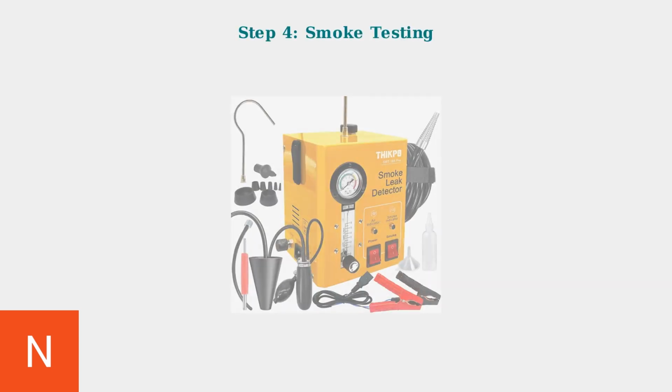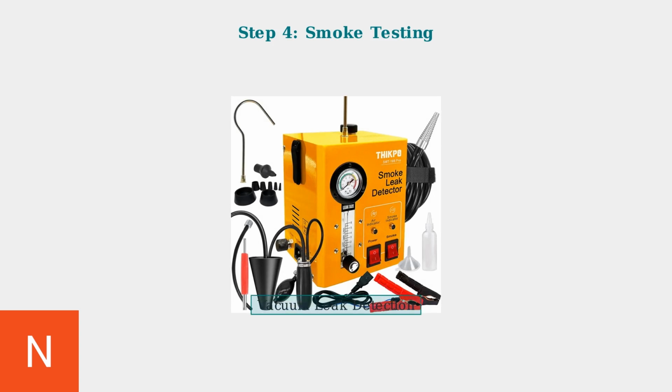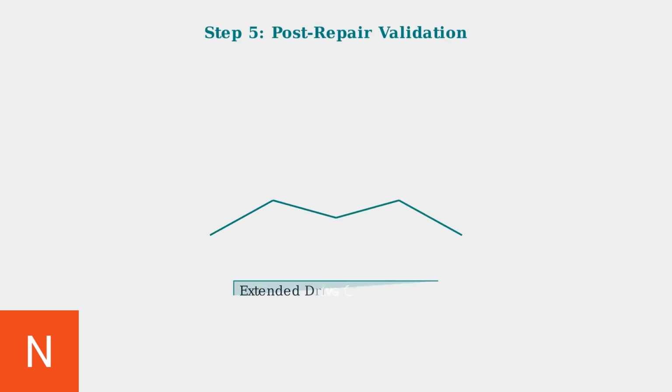Step 4 uses smoke testing for advanced leak detection. This technique helps identify vacuum leaks in the intake system that can cause air-fuel ratio imbalances by introducing unmetered air into the engine. Step 5 requires extended drive cycle testing to confirm repair effectiveness. This validation ensures the P219A code does not return and the air-fuel ratio remains balanced under various operating conditions.